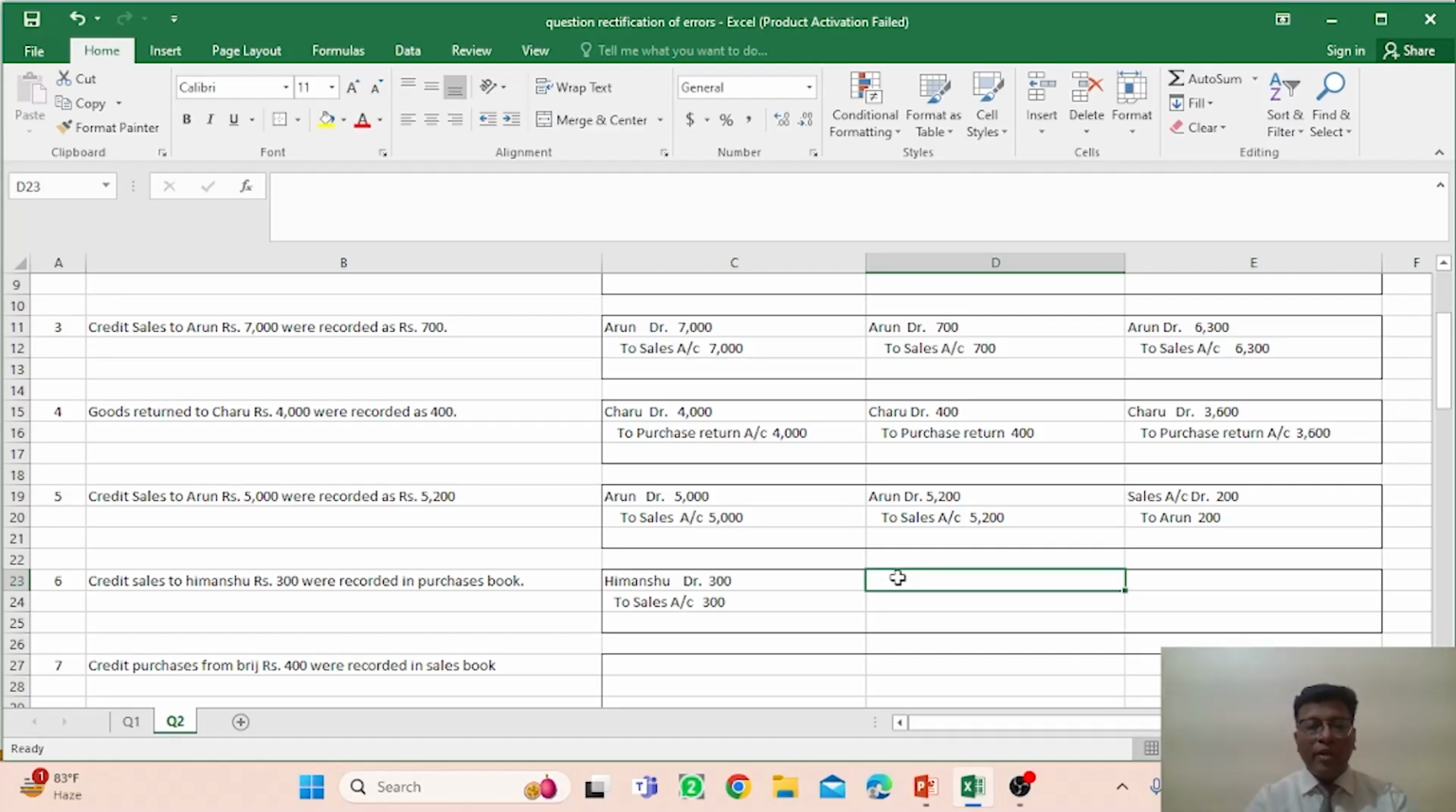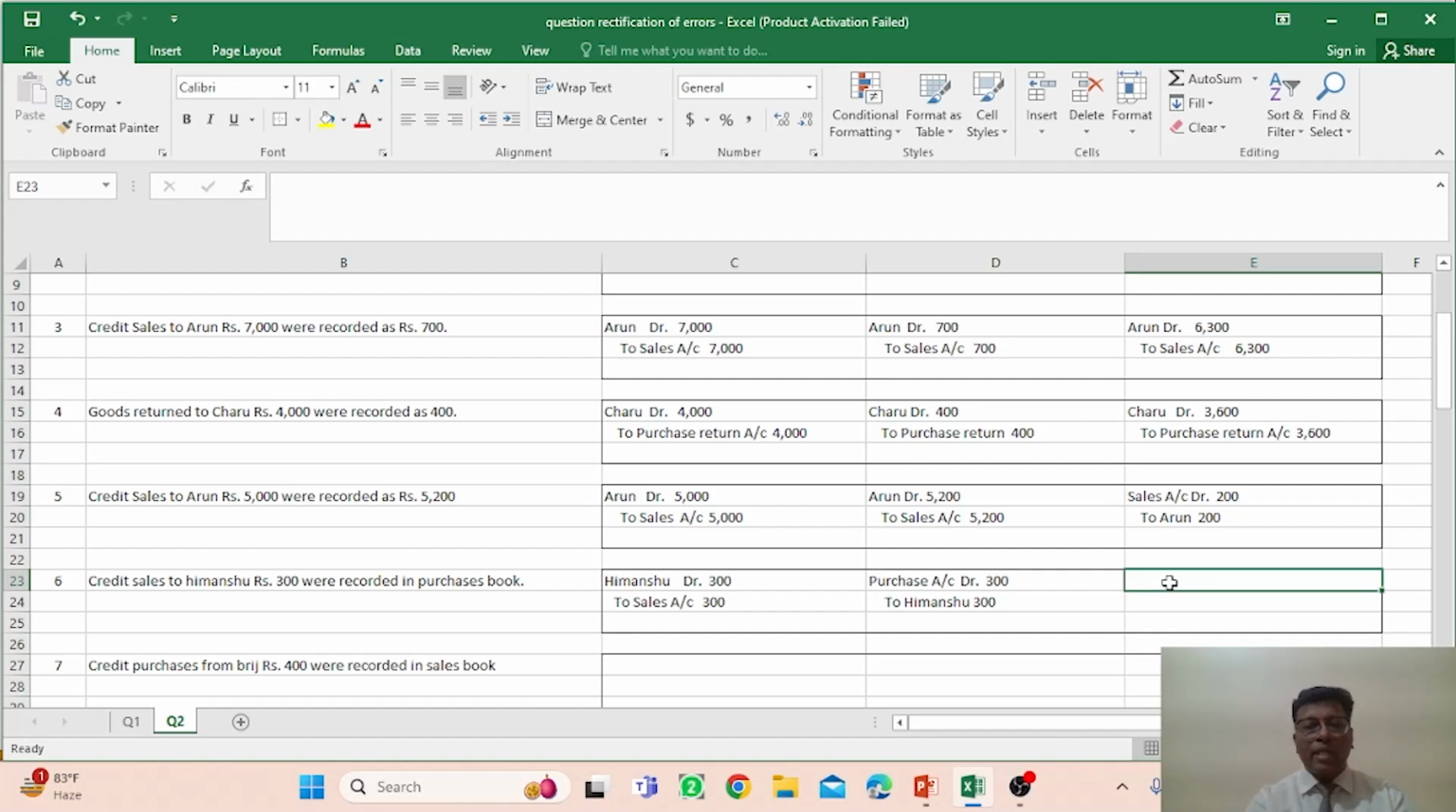It means now you have to assume that the transaction which was related to sales was written as a purchase, okay, in the purchase book. So if you think that you are buying the goods from Himanshu, or you have to assume that you were buying the goods from Himanshu, so exactly what should be the entry? Purchase account debit rupees 300 and to Himanshu rupees 300. So as you see that Himanshu should be debit, but it was credited by 300.